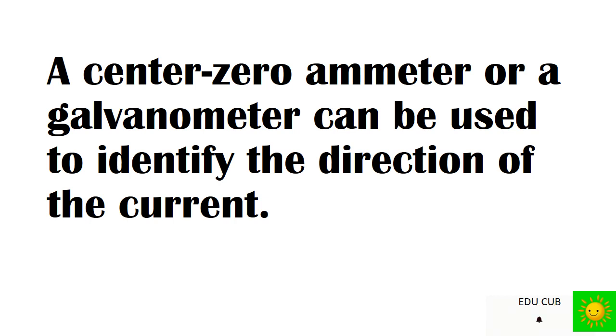A center zero ammeter or a galvanometer can be used to identify the direction of current. This is what we have to learn throughout the third lesson of grade 7 science.